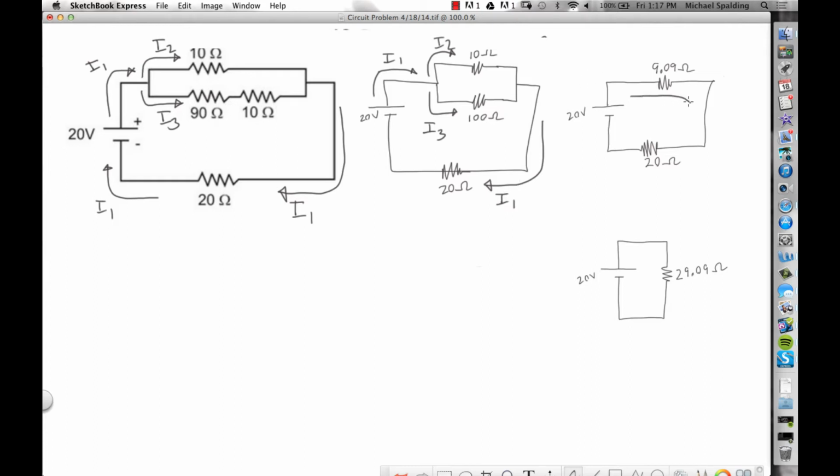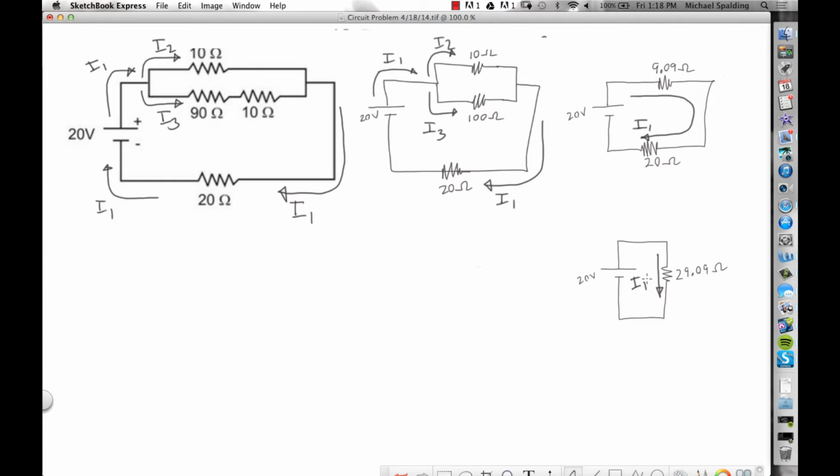What do we have in this circuit? I1. What's in this circuit? I1. Okay, any questions at this point? What I just did is arguably the hardest part of circuitry, just setting it up and simplifying it, because you're going to use these pictures to answer the questions.